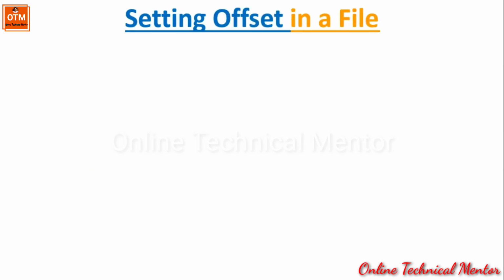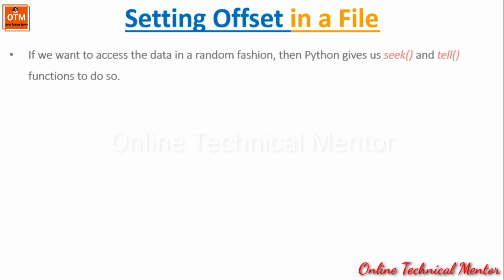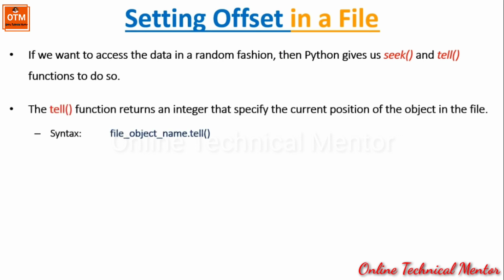Now let's move to setting offset in a file. If we want to access the data in a random fashion, then Python gives us two functions to do so, seek and tell. Look at what the tell and seek functions do. The tell function returns an integer that specifies the current position of the object in the file. Or in other words, it returns the number of bytes it has traversed from the beginning.